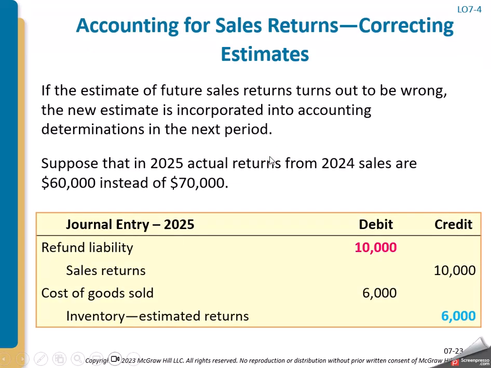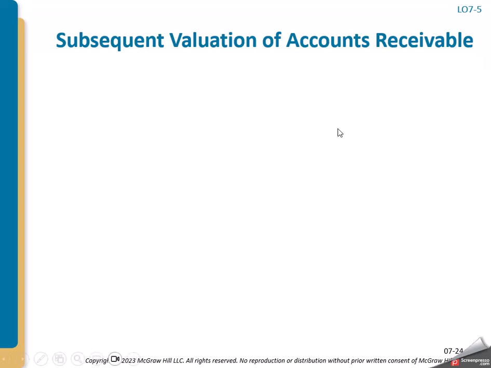Now, if we were just wrong, if those 70,000 really never came in and only 60,000 did, we're going to have to adjust it. So reverse what we wrote off: take it out of our liability and out of the sales returns, and then reverse it by debiting our cost of goods sold and crediting that inventory estimated returns. So in effect that zeroes out what we had estimated. We're basically just reversing part of that entry.